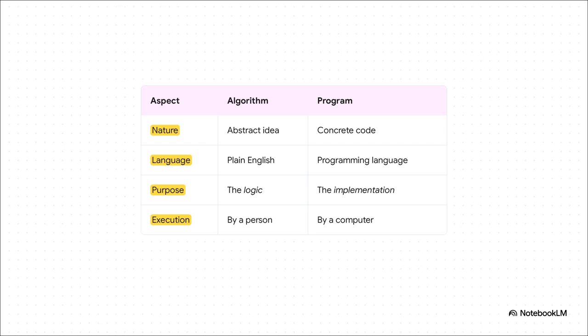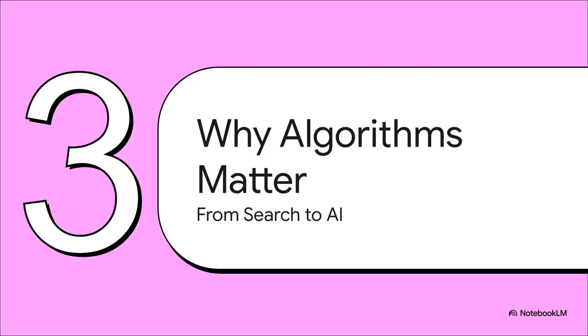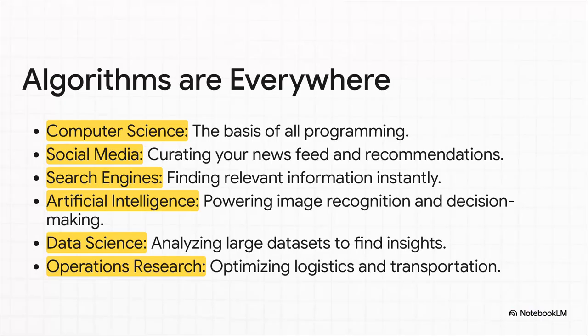So think of it this way: the algorithm is the strategy, and the program is the tool that actually carries out that strategy. And understanding that difference is so important, because once you have the blueprint, you can build all sorts of incredible things. This simple concept of a step-by-step recipe is the foundation for almost every single piece of technology we use today. And just look at their reach.